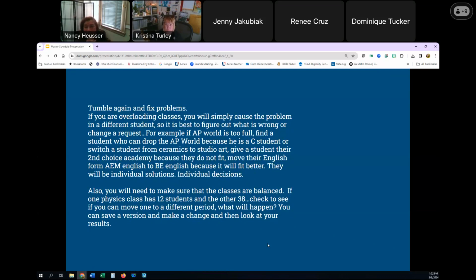Okay, and then you're gonna tumble again, and you're gonna fix the problems, and you're gonna see a higher percentage, which is nice. It always is pretty exciting when you see the higher percentages. Like each time you're like, yes, it's 89% now. I know I'm a dork. Okay. If you are overloading classes, then when you tumble again, you're simply going to cause the problem in a different student. So you have to find a better solution because it's going to go back down.